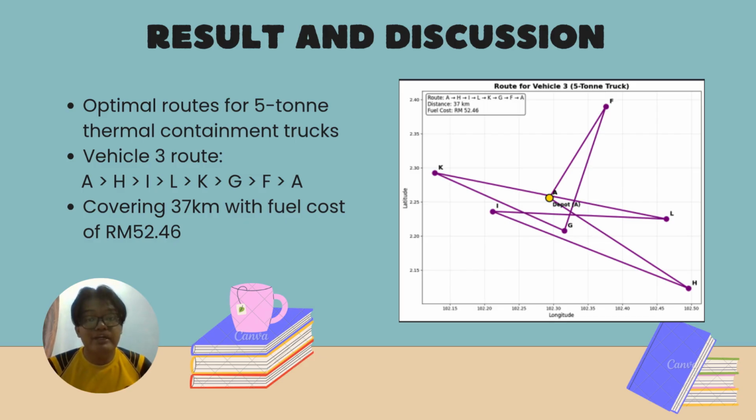Okay, next for vehicle 3, it covers the remaining hubs across a 37-kilometer route, following the sequence from A to H to I to L to K to G to F and back to A, costing 52 ringgit and 46 cents in fuel. By running all of these vehicles simultaneously on these specific paths, we ensure that the entire operation is completed in the lowest possible time.